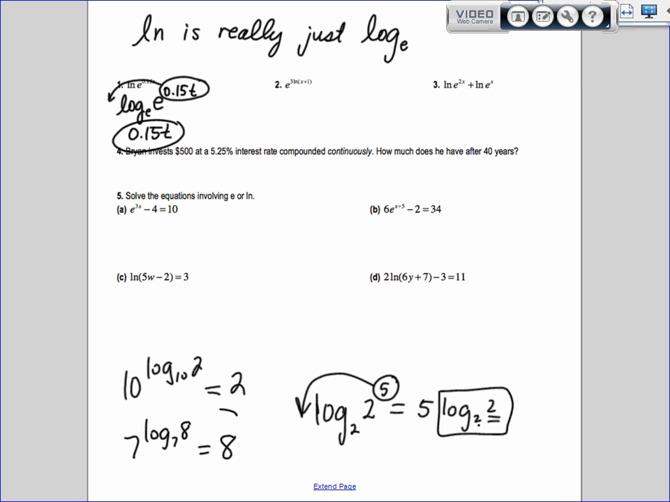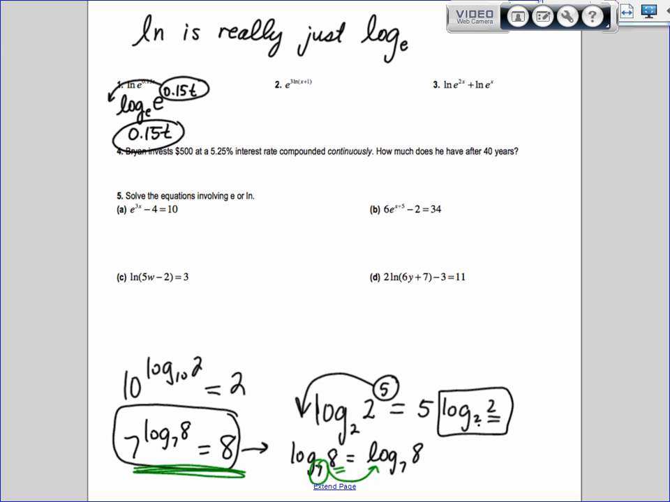So what if I switch this? This is an exponential form. If I switch to logarithmic form, it looks like log base 7 of 8 equals log base 7 of 8. So remember the little swoopity-doo thing? 7 to the log base 7 of 8 equals 8. Does that make sense? Do you see it when it's written in the log form? Log base 7 of 8 equals log base 7 of 8. That's true, right? So that's why this works out. It's a little quick proof of why it's true.